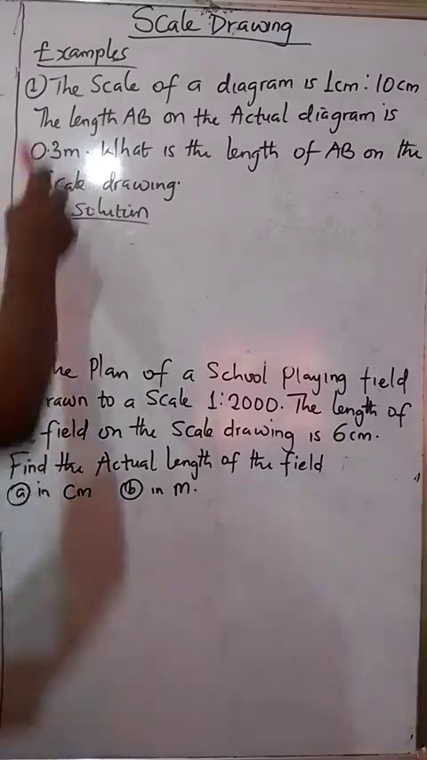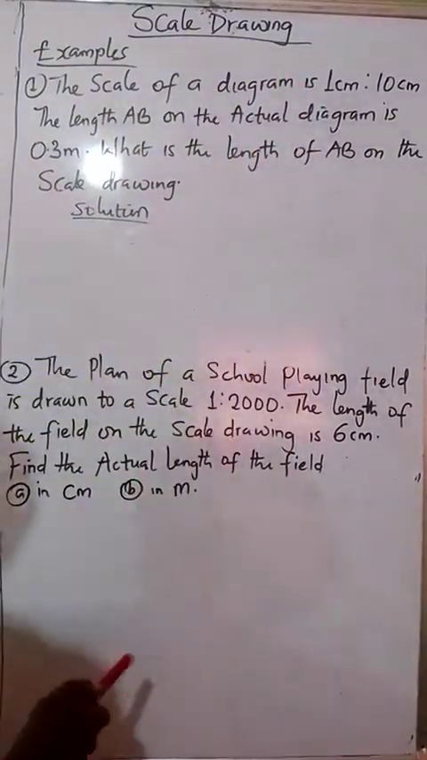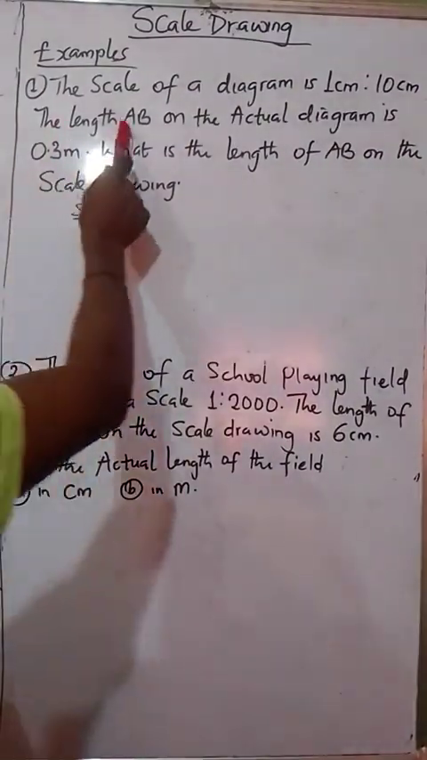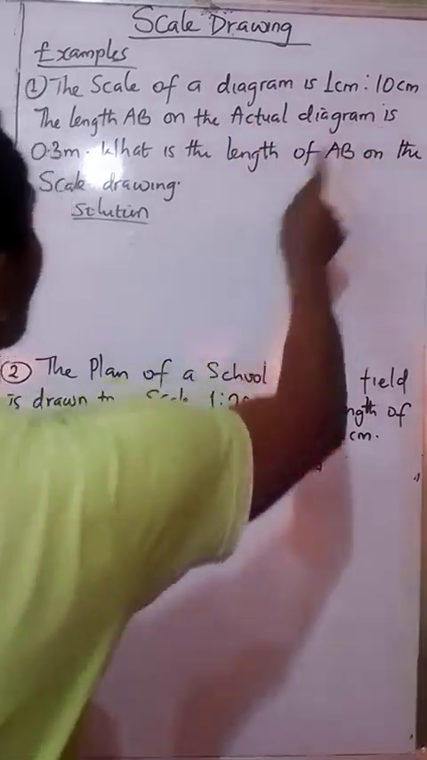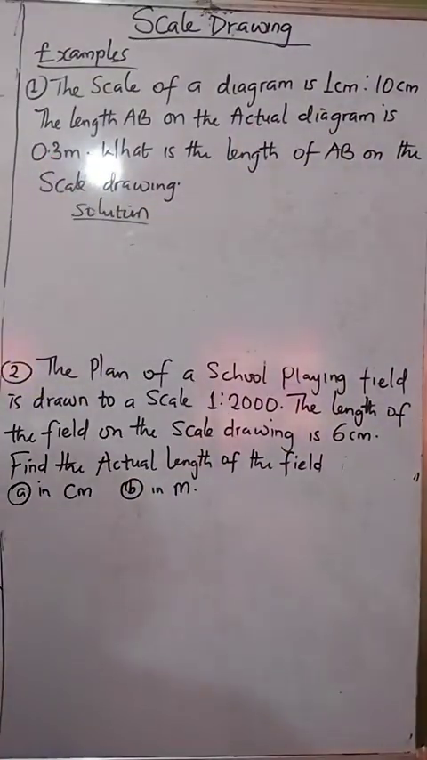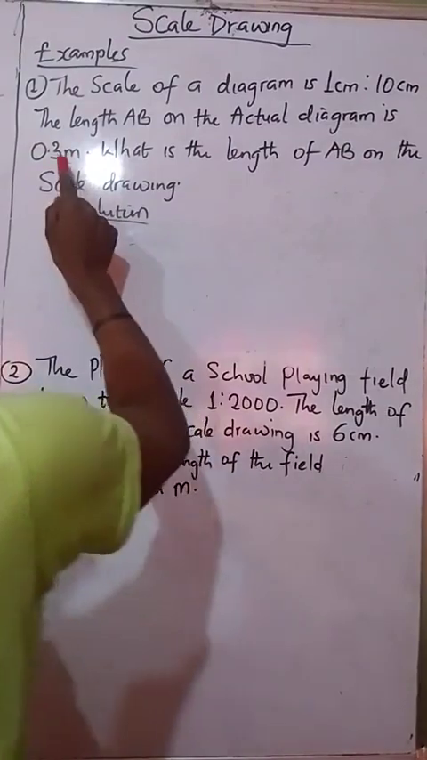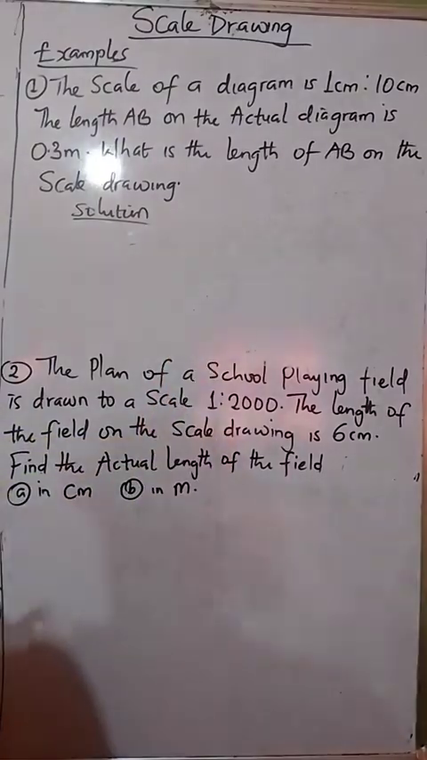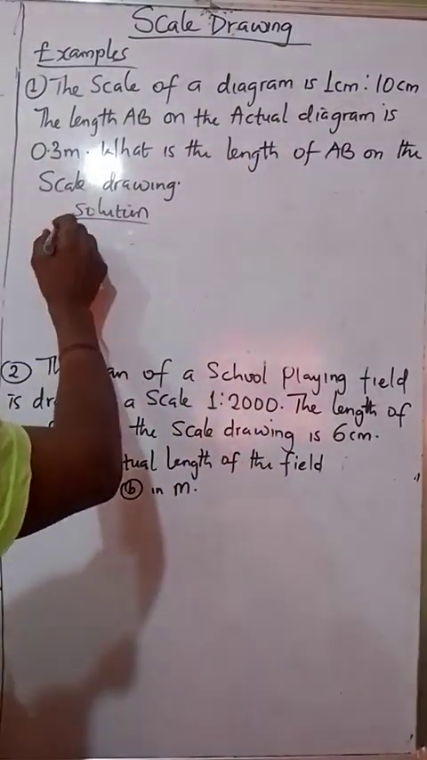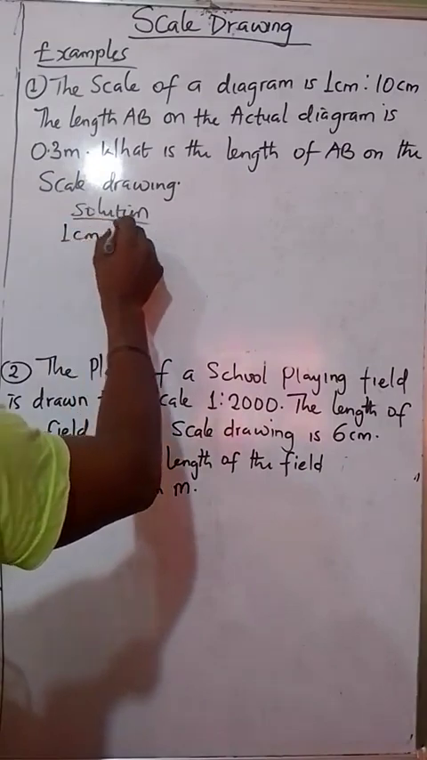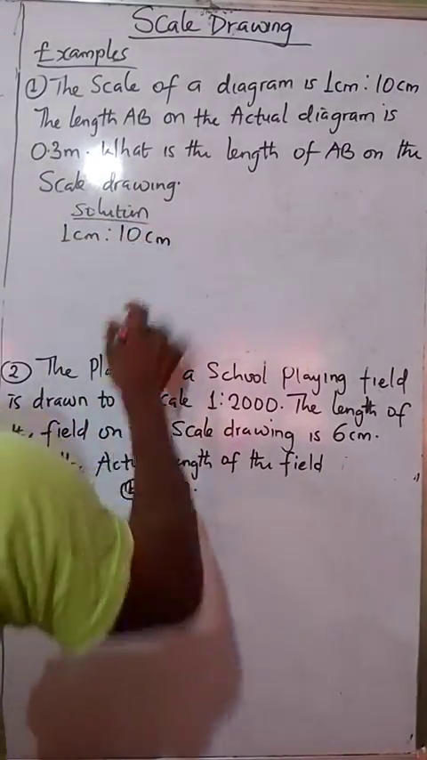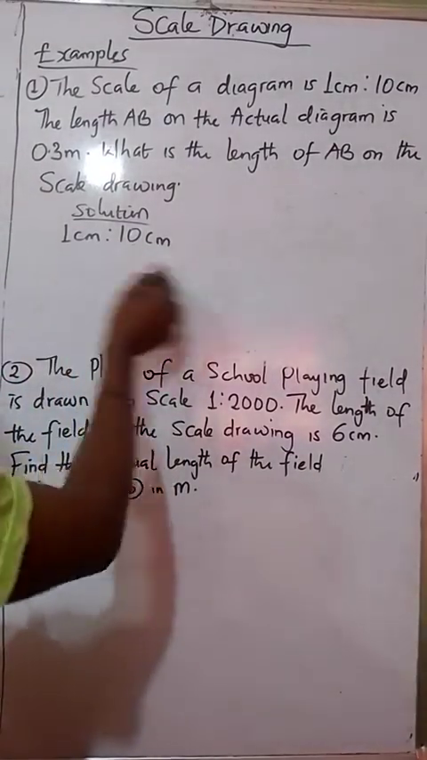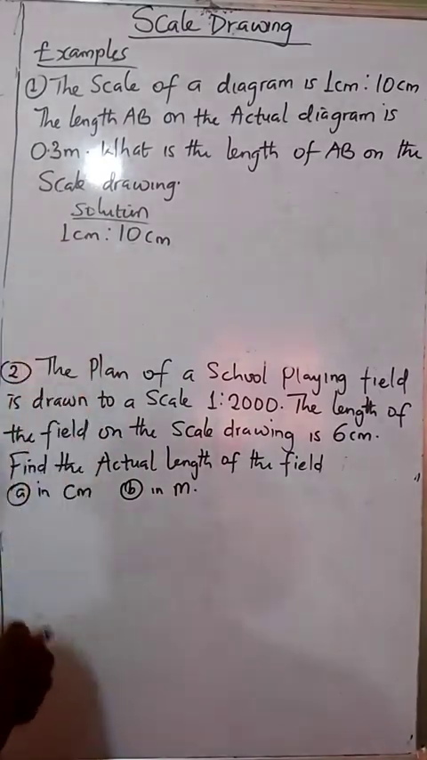Now, the scale of a diagram is 1 centimeter to 10 centimeter. They have given us the scale. They said the length AB on the actual diagram is 0.3. So what is the length on the scale drawing? The ratio is 1 centimeter to 10 centimeter. It means that the big one, the 10 centimeter, is the actual. The scale one is what represents the 1 centimeter.